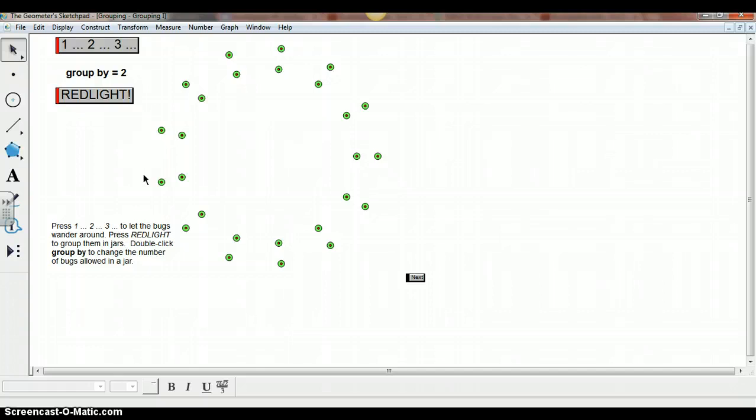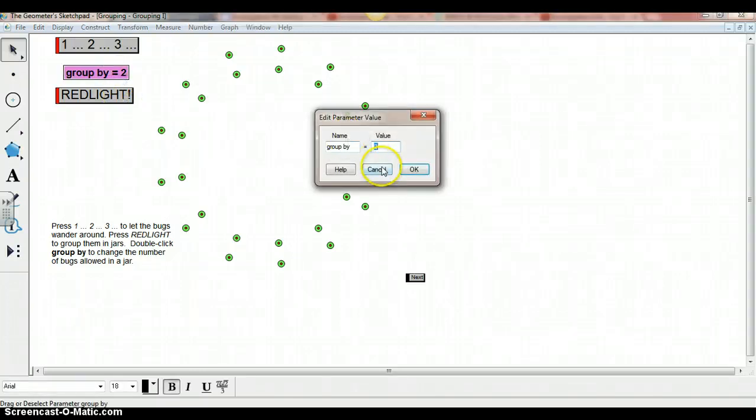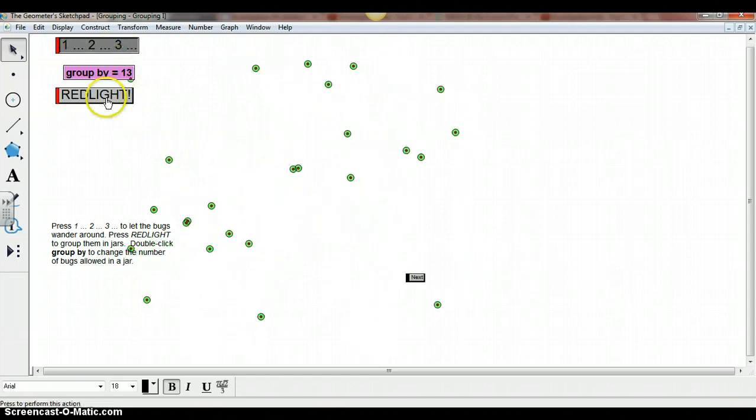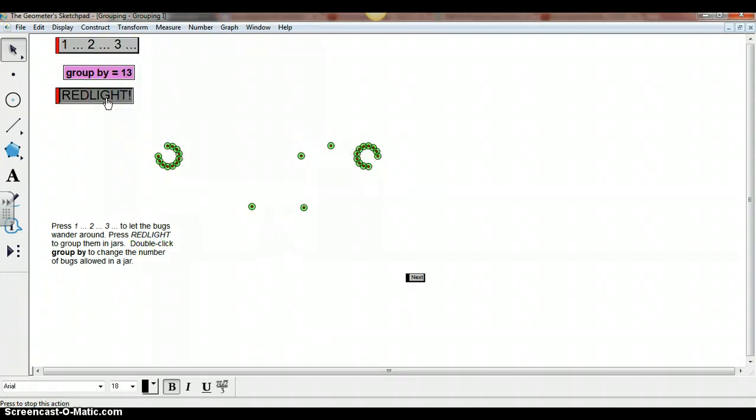So then you can ask students, okay, you have 26 pieces here. What's another way we could group this evenly? And what they can do is they can say, okay, well, we just grouped everything into groups of 2. And it was even. So if we divide 26 by 2, we'll get 13. Because then we can have 2 equal groups of 13. So we'll double click on that, put 13 in, and then we'll let them run around for a little bit. And we'll say red light. And we see that they eventually get into 2 equal groups.